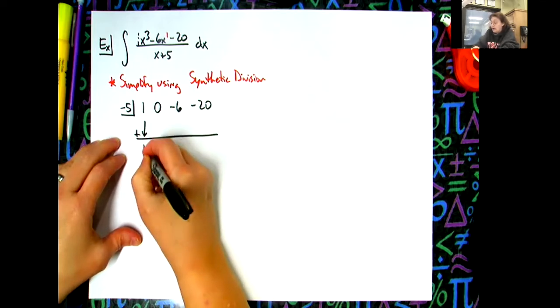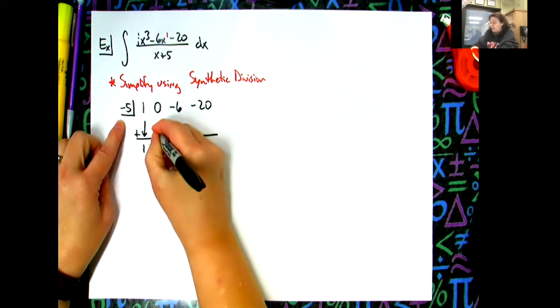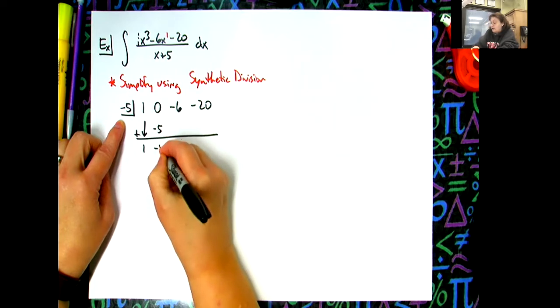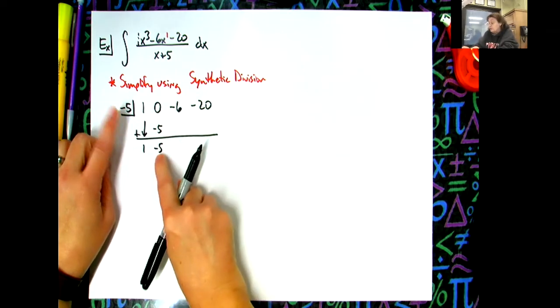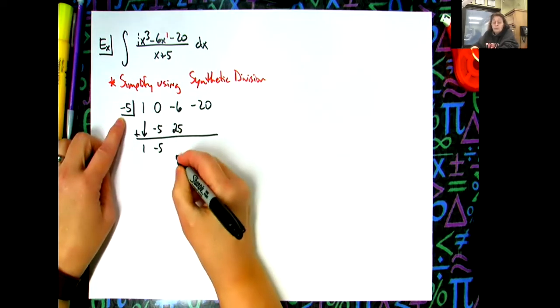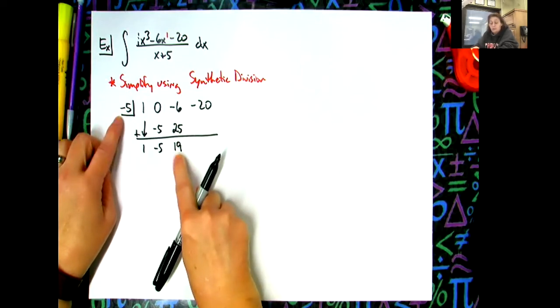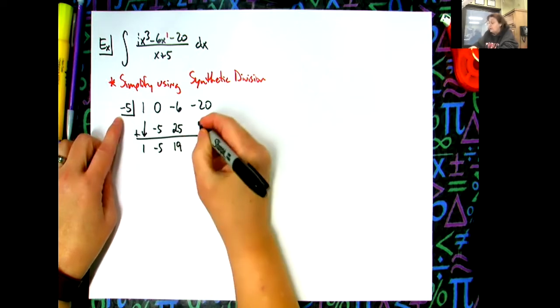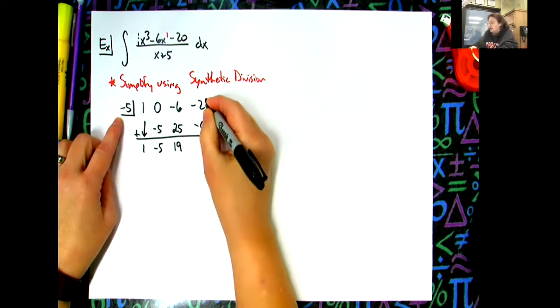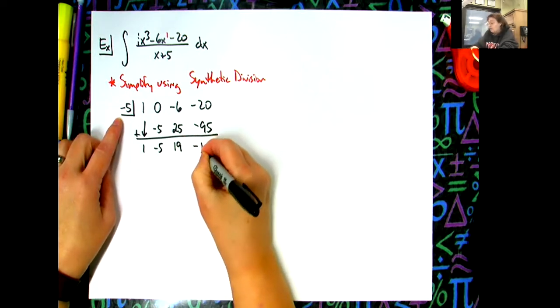This comes straight down. That's a negative 5. Add straight down. Negative 5. That's 25. Don't let me screw up. When I add that, I'm going to have a 19. And multiplying this, negative 95. And then adding, coming down, I get a negative 115.